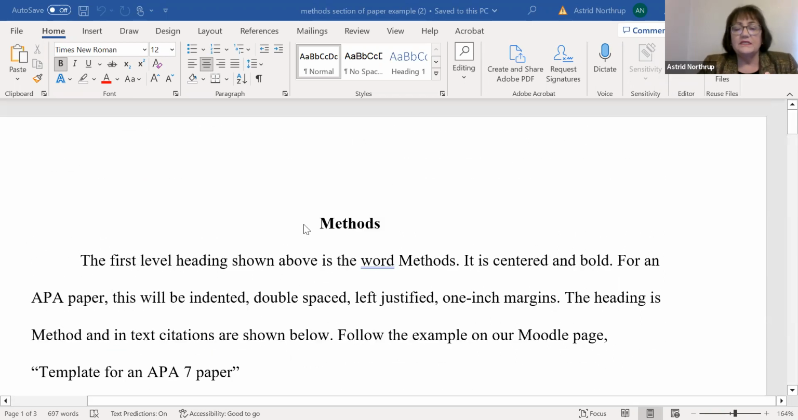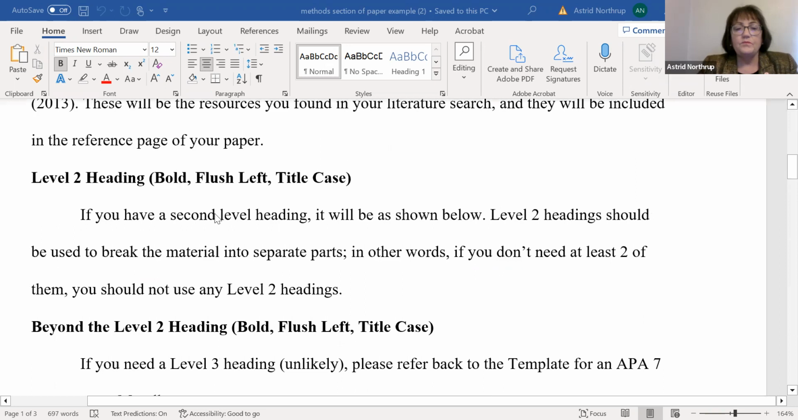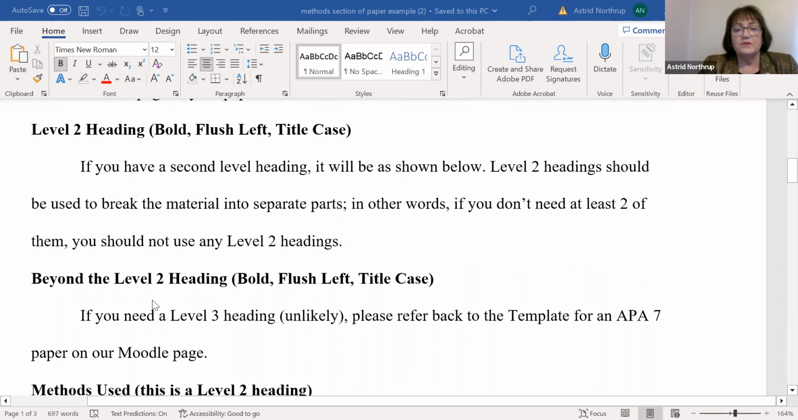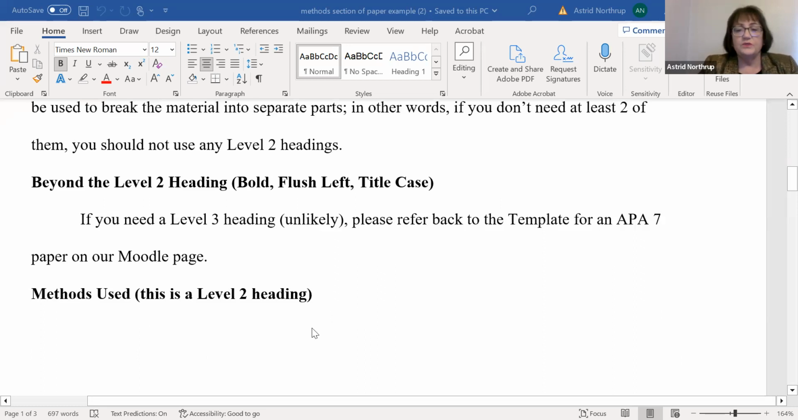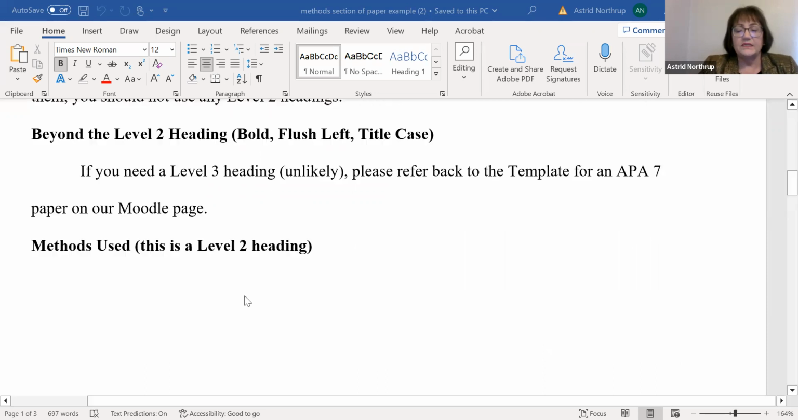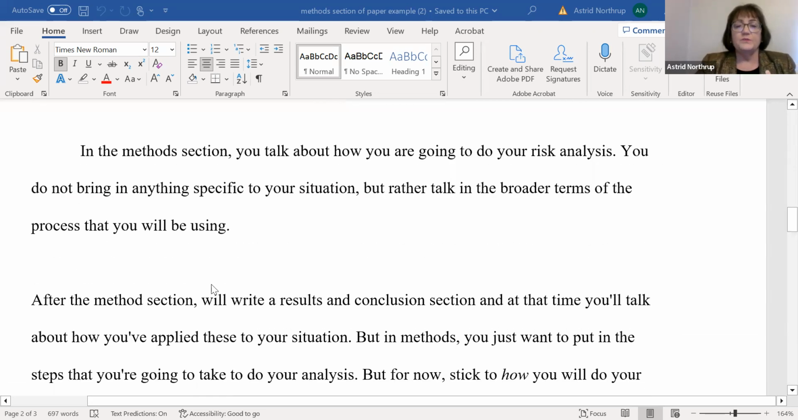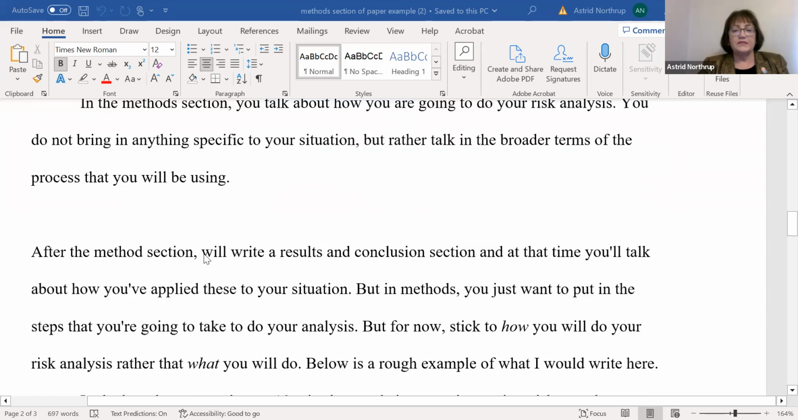Okay, so this is a major heading. If you have a level 2 heading, you have it bold, flush left, and title case off to the side. And you should always have two of them. In other words, if you don't have two of these in pairs, you really didn't need them in the first place. It should have stayed under the major heading. If you have to go beyond this, go to the template and we'll show you how to do that. Okay, so the methods used would be a level 2 heading. In other words, I would bold it, I would put it flush left, and I would put it in title case.